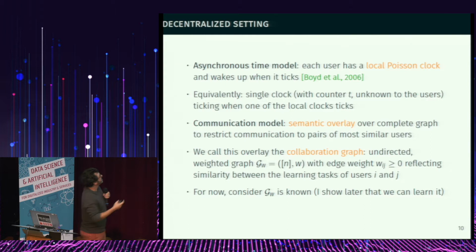And then the communication model is that we exchange over the edges of a graph. The difference with what Francis presented this morning is that this graph now has some semantic meaning. It's not just communication constraints saying who can communicate with whom. It's a way to restrict the communication to pairs of most similar users, so that they can directly exchange more information. It's still a graph, and we still send messages along the edges, but this time it has a semantic meaning, and in particular it's weighted: the edge between i and j has weight w_ij, and this reflects the similarity between the learning tasks of users i and j. For now I'm going to consider that this is known, given to me as input. Some oracle told me the similarity relationships between users for this task, and now I'm going to try to leverage this information to learn better models.